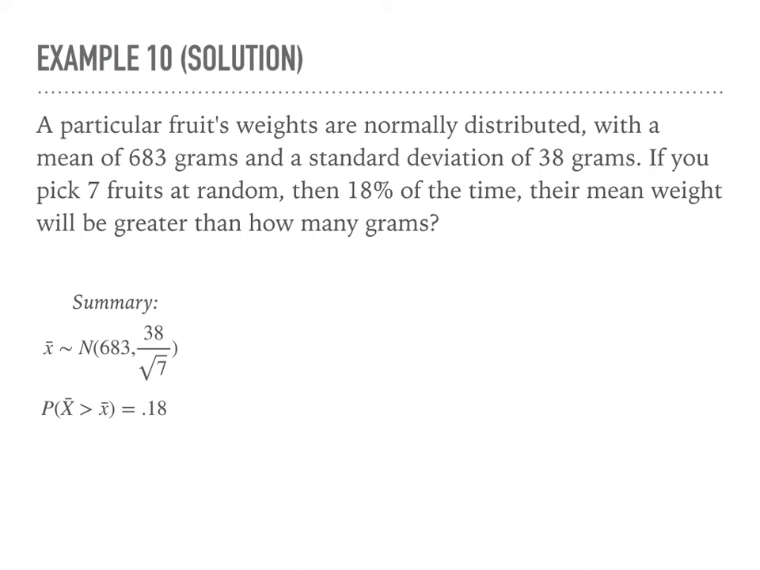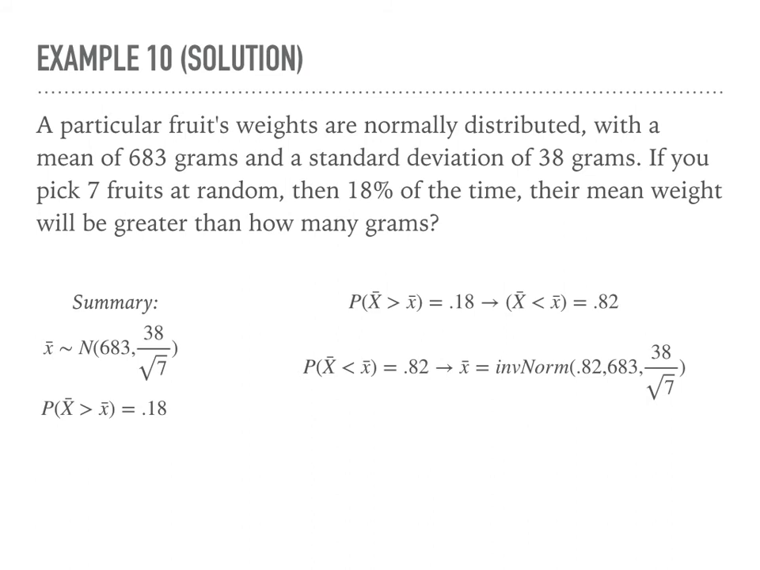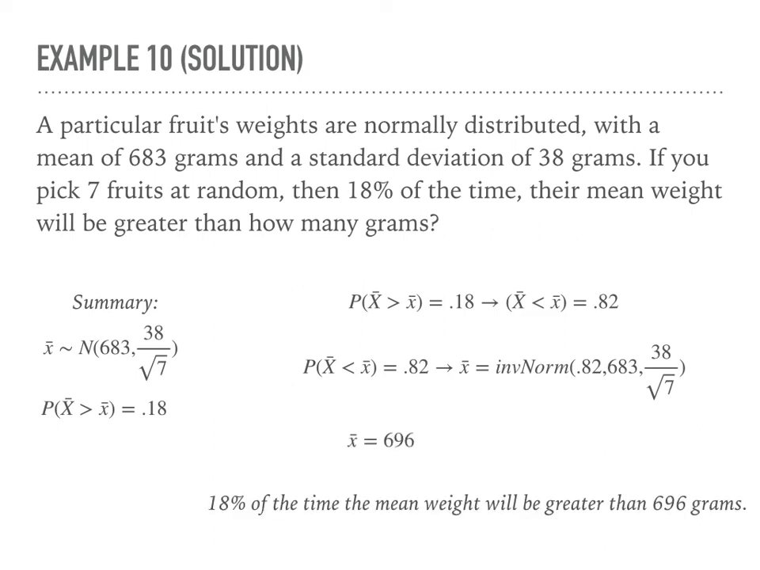Again, it's normally distributed. We're given an area that is to the right. So we find the area to the left instead. Area to the left is 0.82. We use the inverse norm function, area to the left, mean, standard deviation. And we get that 18% of the time the mean weight will be greater than 696 grams, rounding to the nearest gram.